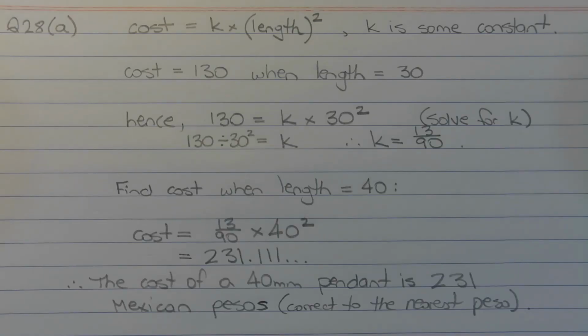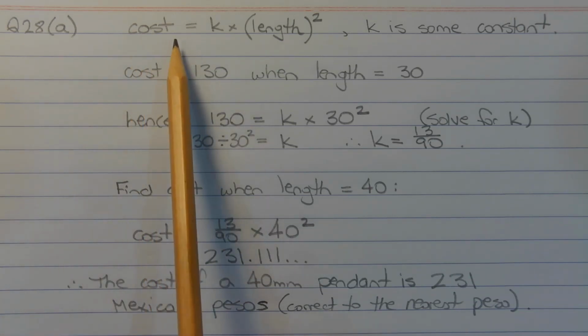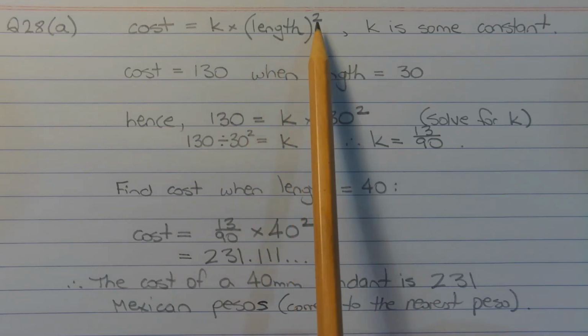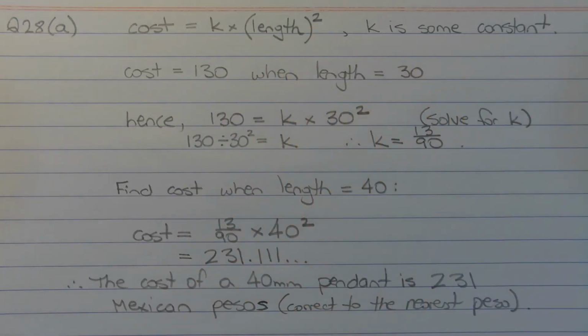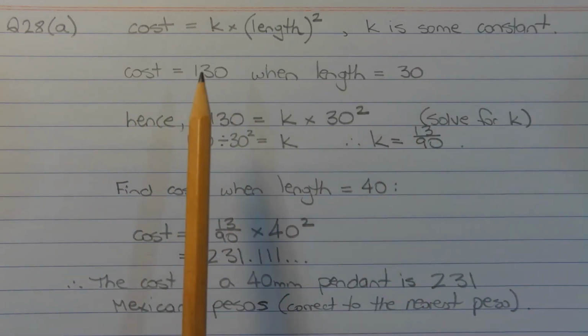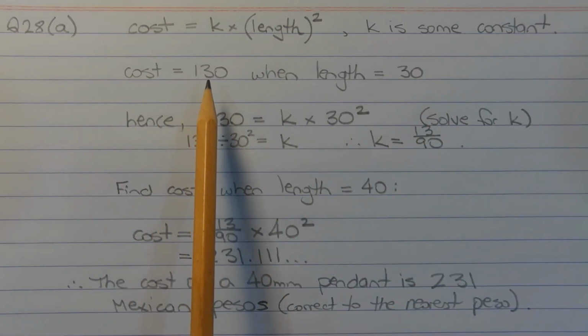The cost of the pendant varies directly with the square of the length of the pendant. Hence, the variation equation is cost equals k times length squared, where k is some constant. Now, the first step is to determine the value of k, and we need some information for that. Now, we do know that the cost of a pendant that is 30 millimeters in length is 130 Mexican pesos.